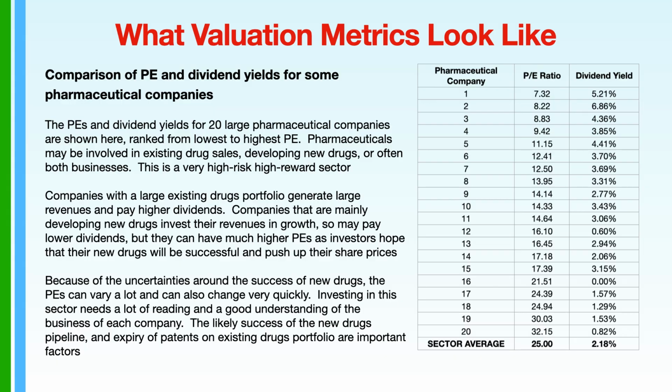Companies that are mainly developing new drugs invest their revenues in growth, so they may pay lower dividends, but they can have much higher PEs as investors hope that their new drugs will be successful and push up their share prices. Because of the uncertainties around the success of new drugs, the PEs can vary a lot and can also change very quickly. Investing in this sector needs a lot of reading and a good understanding of the business of each company. The likely success of new drugs pipelines and expiry of patents on existing drugs portfolios are important factors.